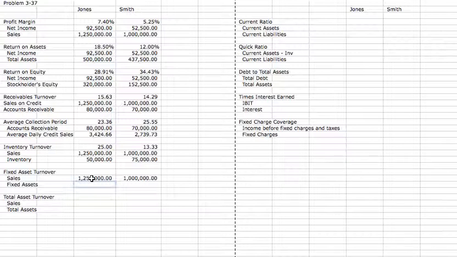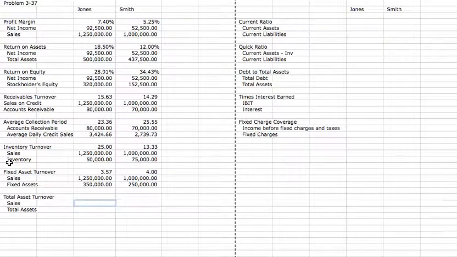Fixed assets for Smith Corporation is 250, and fixed assets for Jones Corporation is 350. To calculate our fixed asset turnover, we simply divide our sales by our fixed assets and get our turnover figure. Sales divided by fixed assets.